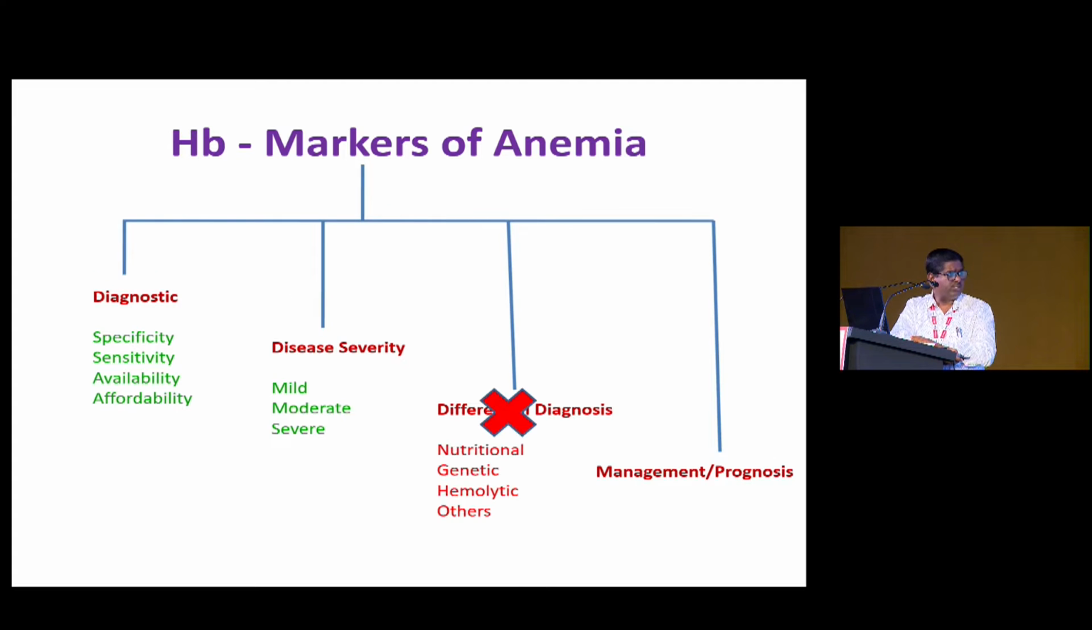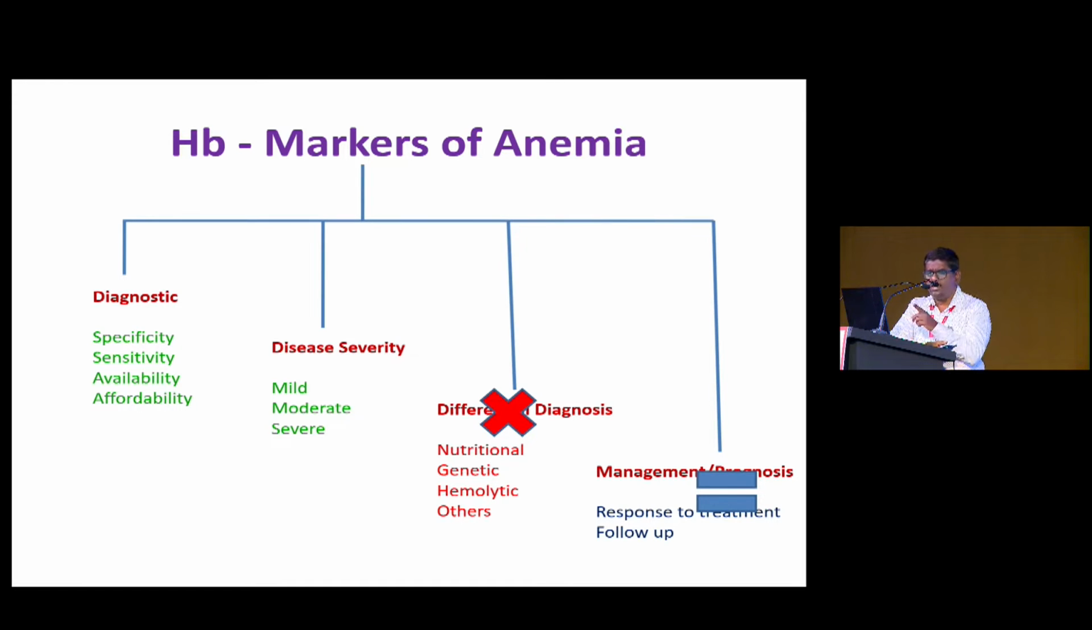Coming to the differential diagnosis, there is the problem. With the circulating hemoglobin level, can we identify the root cause, that is the differential diagnosis for the treatment? There the hemoglobin fails. We cannot find out with hemoglobin alone as a diagnostic marker whether it is a nutritional cause, a genetic cause, a hemolytic anemia, or other factors that can be influencing the cause of anemia. So as a differential diagnostic marker, there is a problem for anemia, but to some extent hemoglobin can be used as a prognosis as well as a management marker, even though it takes some time to show at the circulating level.